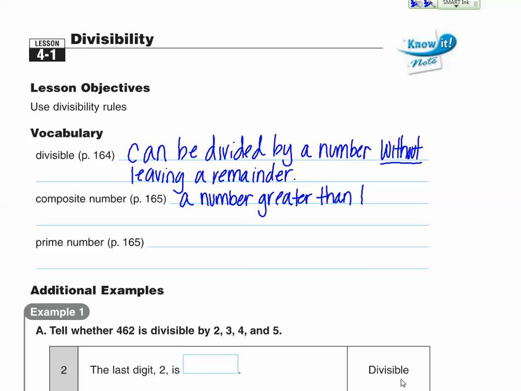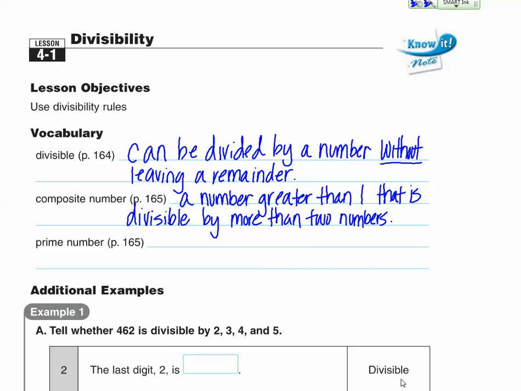A composite number is a number greater than 1, so it does not include 1, any number greater than 1 that is divisible, there's that new word, by more than 2 numbers.